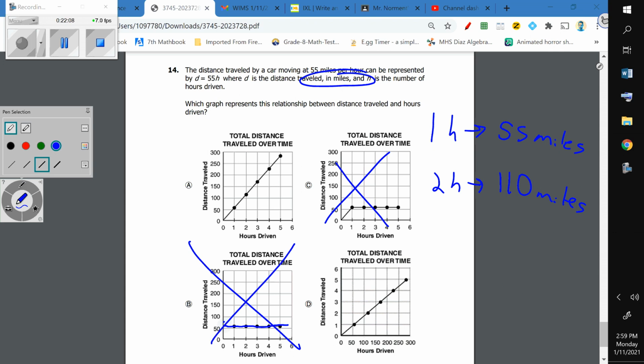Now let's compare. For A, 1 hour across, 55 driven, good. 2 hours across, you're adding 55, that's about 110. That looks good. But D looks really close to that, but look at D. They got the scale backwards. You see how this is? All the numbers here are big. Look at this. This is what this means.